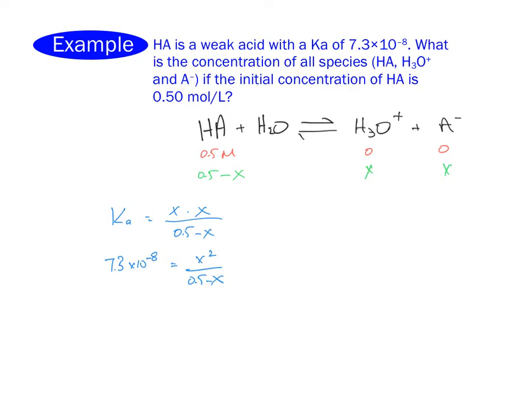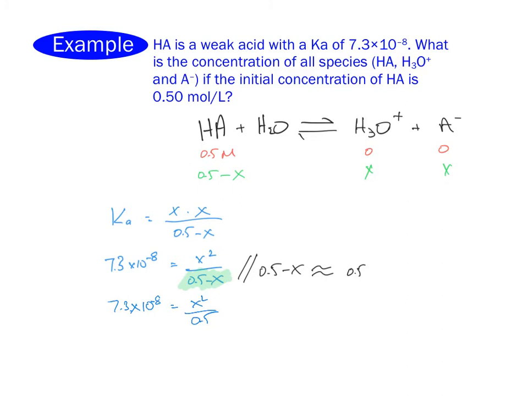Now, we're going to use the same idea as when we did chemical equilibrium questions. 0.5 minus x is very close to 0.5. So, in that expression only, we're going to ignore x. And that allows us to rewrite this as 7.3 times 10 to the negative 8 equals x squared over 0.5.